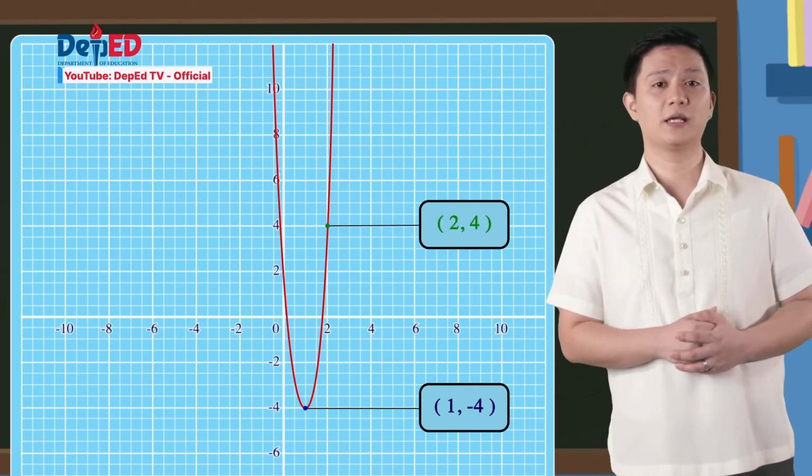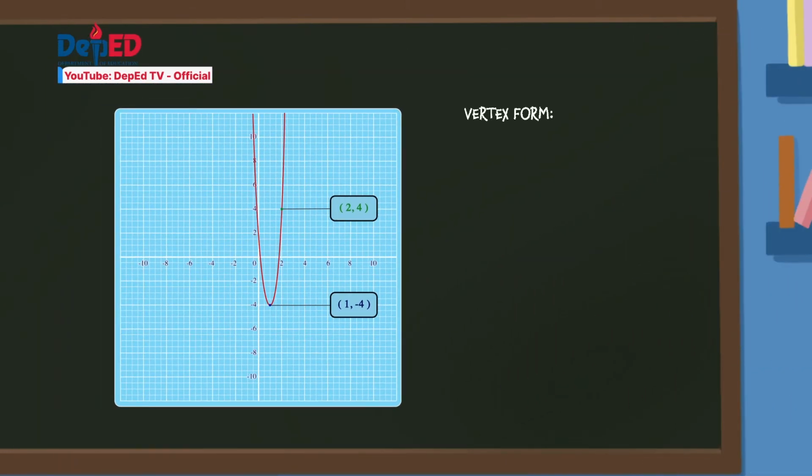We will substitute these in the vertex form y equals a times the binomial (x minus h) quantity squared plus k. Since the vertex of the parabola is (1, -4), the equation can be written as y equals a times the binomial (x minus 1) quantity squared minus 4. a is the leading coefficient.